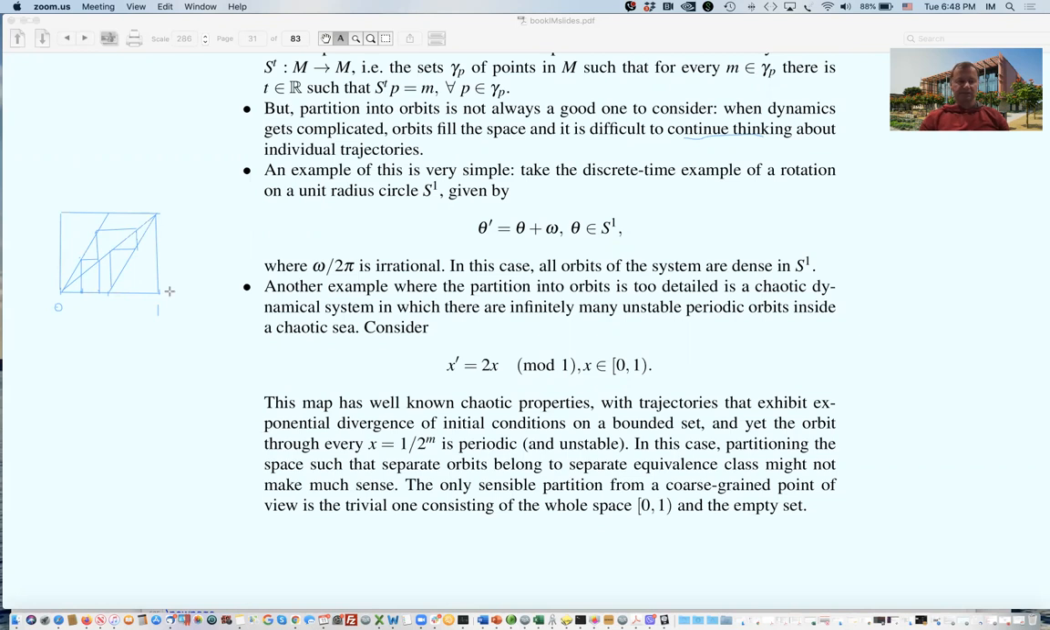This is called sensitive dependence on initial conditions, and we'll discuss it a little bit later in the context of what kind of asymptotic dynamics dynamical systems can have.